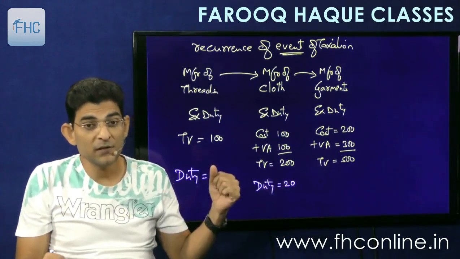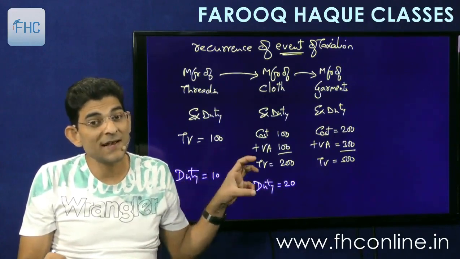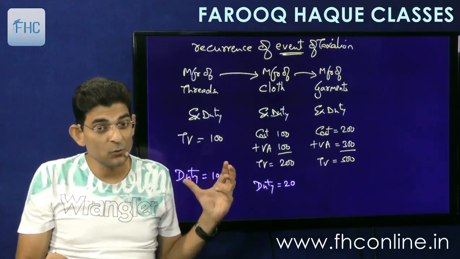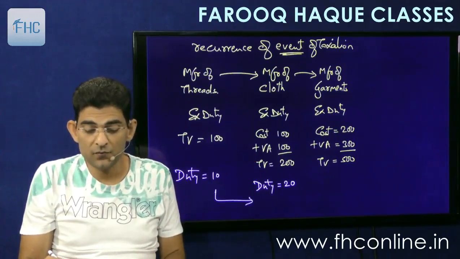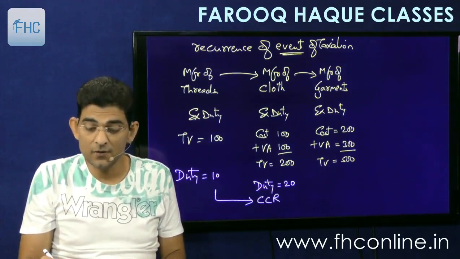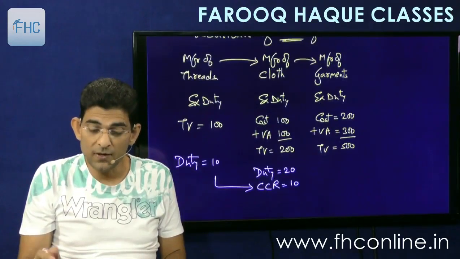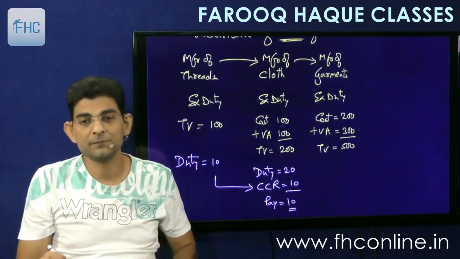But he will not pay 20 to the government. This 10 will be allowed as credit to him. So this 10 rupees will be allowed as credit, means will be allowed to be set off. This was called CCR, CENVAT credit of 10, that was set off, and he will have to pay only 10 rupees to the government.